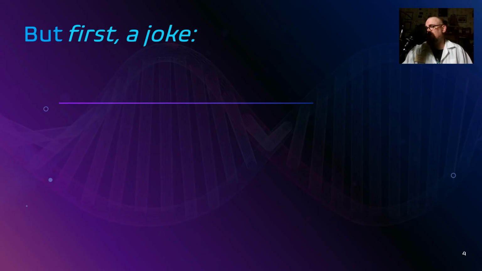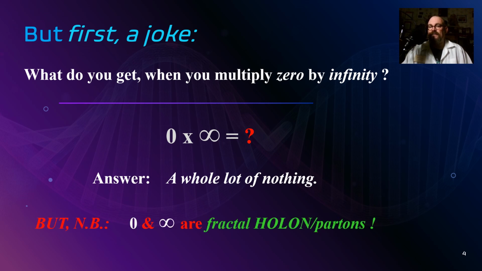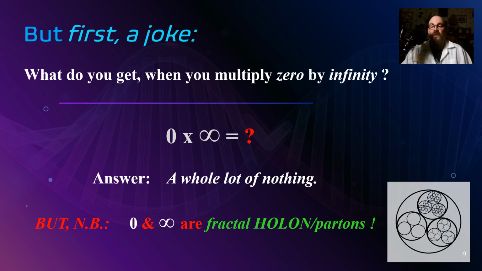But first, a joke. A whole lot of nothing. But note well, 0 and infinity are fractal. They have levels of scale, like you have large infinities, small infinities, large zeros, small zeros. So they're fractal whole-on partons as well. Interesting. Possibly even true, funny, and profound all at once.